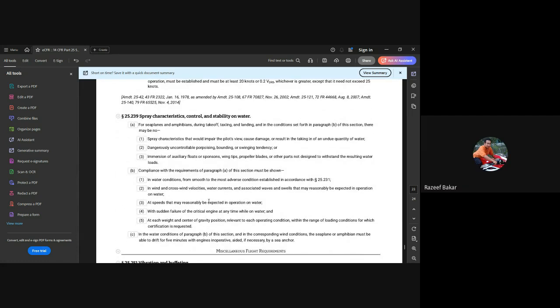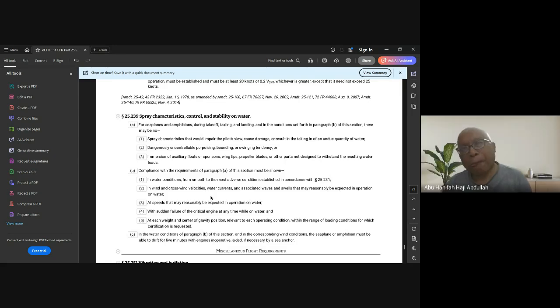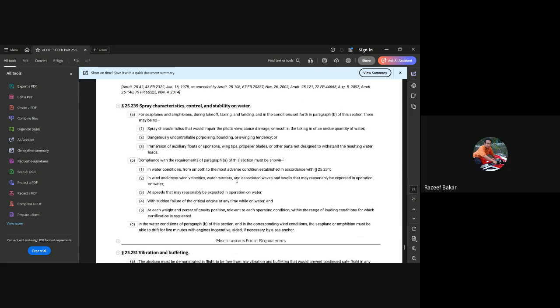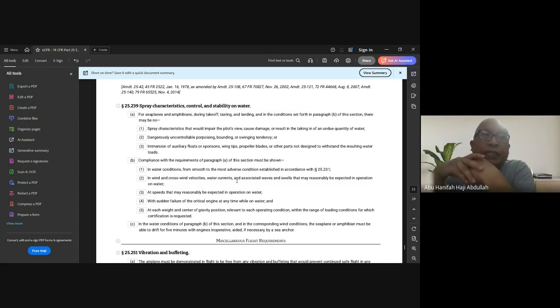Does it still apply to STC? For example, there is a Caravan seaplane operating, so the float or pontoon is by STC. Therefore, I'm not sure whether it complies. If there is already an STC installed, it means they already have the test. 25.239 has been done. Okay.